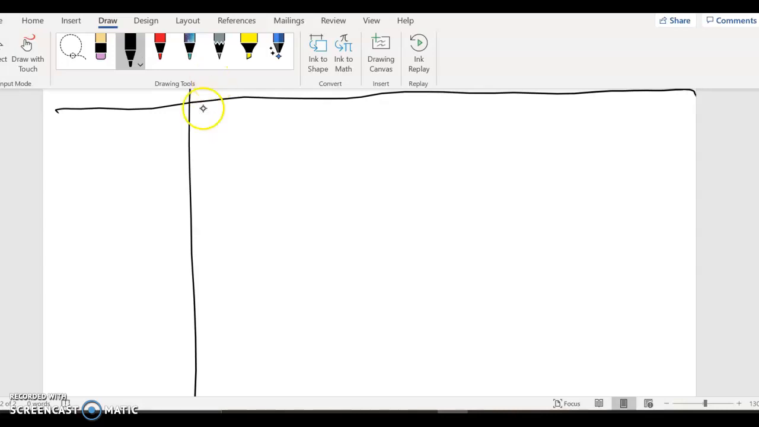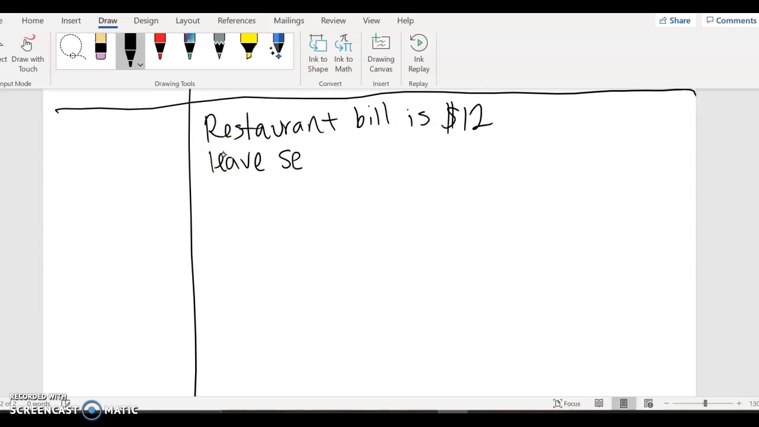Okay, so let's say you went out to eat at a restaurant and your bill is $12. Okay, and you want to leave your server a 15% tip. Okay, so again, percent means we're going to be using a proportion. 100 goes in the bottom every time. Percent goes over 100, so that's 15.